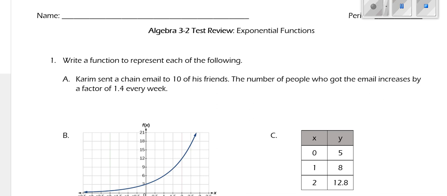Number 1, write a function to represent each of the following. A: Kareem sent a chain email to 10 of his friends. The number of people who got the email increases by a factor of 1.4 every week.